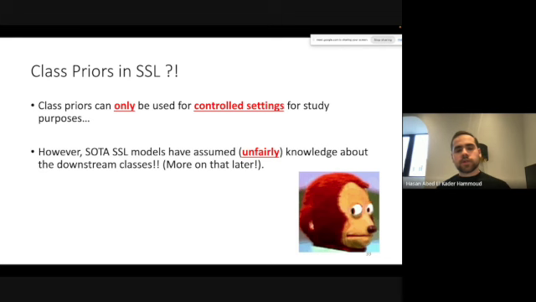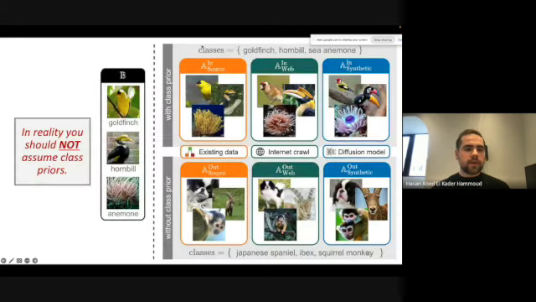They do assume knowledge about the downstream, and therefore it might be an unfair advantage. And we will discuss this in a bit. Okay, so in reality, you should not assume class priors. Instead, you can augment your base dataset with classes that are randomly selected. So you can select Japanese spaniel, ibex, squirrel monkey, collect samples from existing datasets, or web crawl to get the samples, or again, use generative methods.